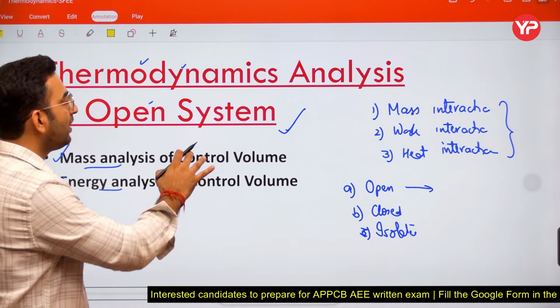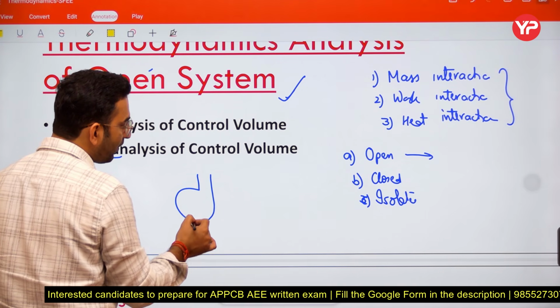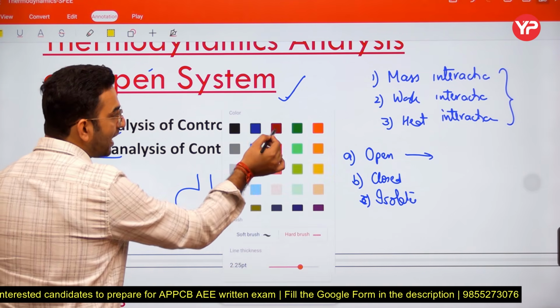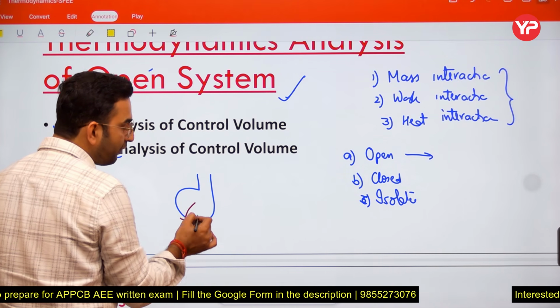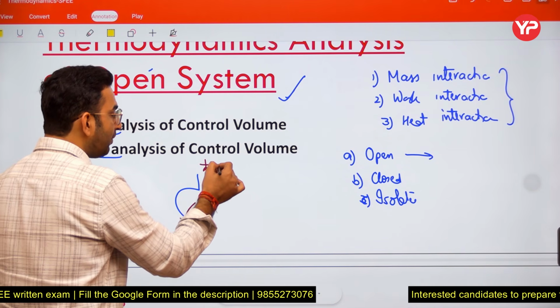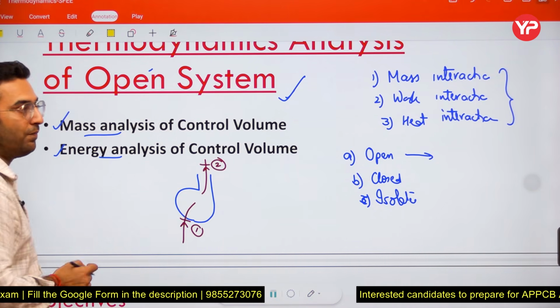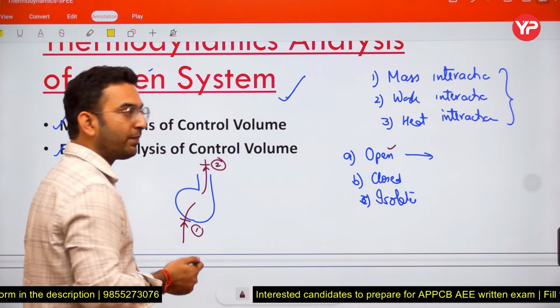For example, if we just see a practical example of a pump here, what is happening in the pump? The water is entering into the pump at position number 1 with some mass flow rate, and it is exiting from the pump with some mass flow rate from point number 2. So I can say it is going to be considered as an open system, okay.